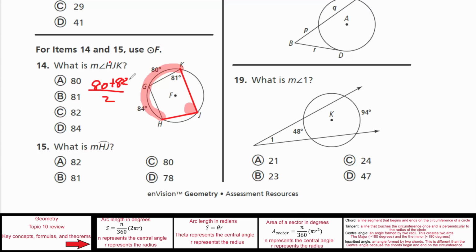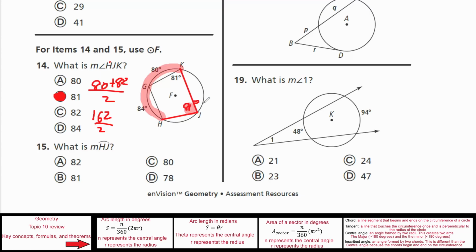And I already know that it's going to have to end in a 1, so let's do a prediction here. The reason I know it has to end in a 1 is because 0 plus 2 is 2. 2 divided by 2 is 1. This is going to give me 162 divided by 2. And this is, in fact, 81 degrees.